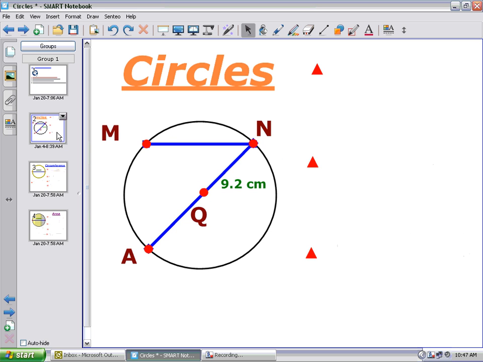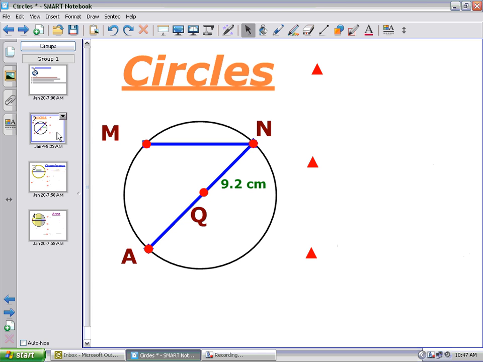This is the model that we're going to use to identify the circle as well as its parts and components. First thing I want to point out is the point in the center, which is Q. This is how we name or label a circle. So for all intents and purposes, this is called circle Q. You should also notice that there are points on the circle. And what happens is we connect these points to form line segments.